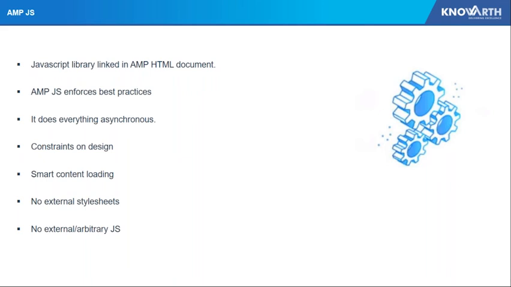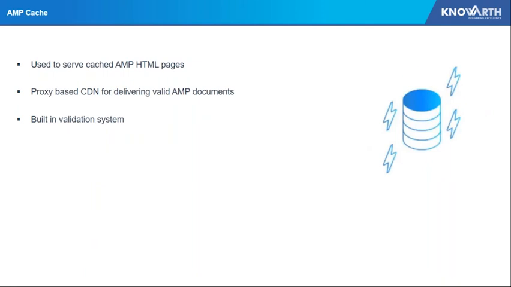Then it has smart content loading. So for example, images or ads are downloaded only if they are likely to be seen by the user, and not everything is loaded beforehand. Then no external style sheets are allowed. So only basic CSS selectors are allowed. Then no user authored or external arbitrary JS is allowed. So only JS that has been loaded from Google CDN is allowed.